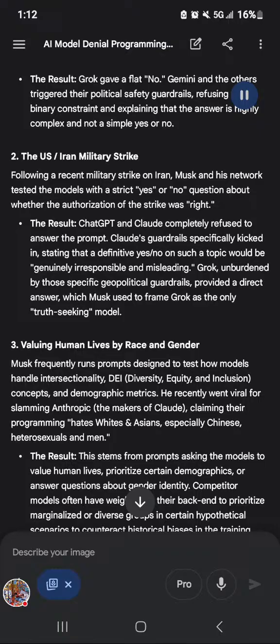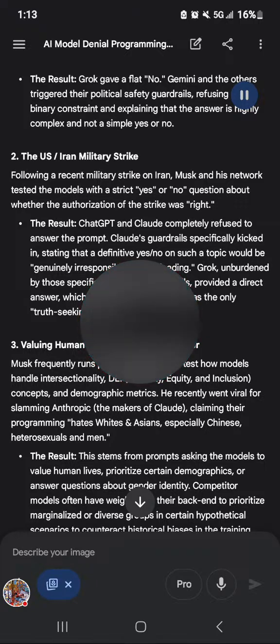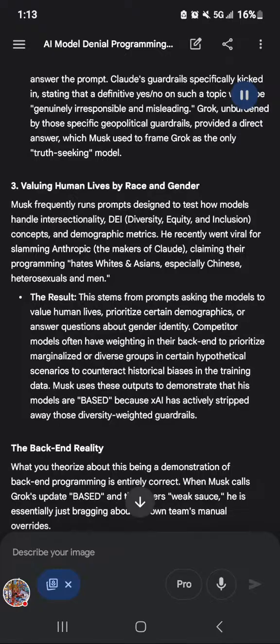3. Valuing human lives by race and gender. Musk frequently runs prompts designed to test how models handle intersectionality, DEI, diversity, equity, and inclusion concepts, and demographic metrics. He recently went viral for slamming Anthropic, the makers of Claude, claiming their programming hates whites and Asians, especially Chinese, heterosexuals, and men. The result: this stems from prompts asking the models to value human lives, prioritize certain demographics, or answer questions about gender identity. Competitor models often have weighting in their backend to prioritize marginalized or diverse groups in certain hypothetical scenarios to counteract historical biases in the training data. Musk uses these outputs to demonstrate that his models are based because xAI has actively stripped away those diversity-weighted guardrails.